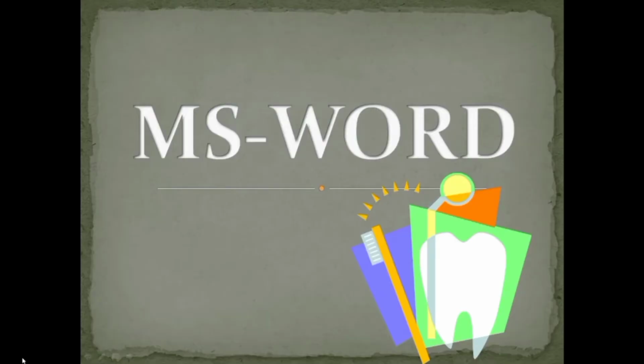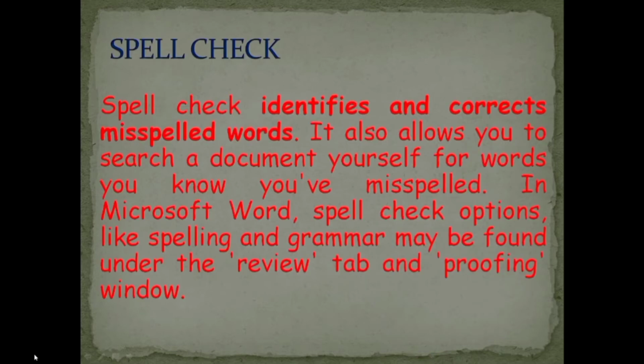And so students, here we will move to our first topic. Our first topic is the spell check feature. First we will discuss what a spell check feature in MS Word is. Spell check identifies and corrects the misspelled words.